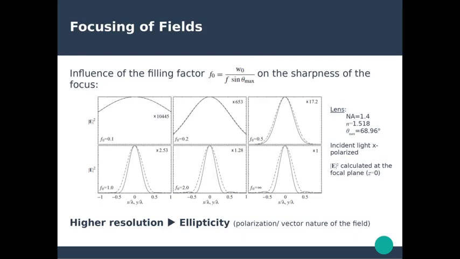So you want to fill the back aperture, but this has a cost, and it's actually deforming your image, and you have an ellipticity phenomenon that occurs. Also, these overfilling here correspond to a plane wave. So if you send an actual plane wave, you're overfilling the back aperture, and you have the highest ellipticity.